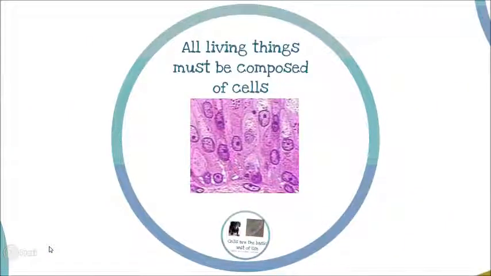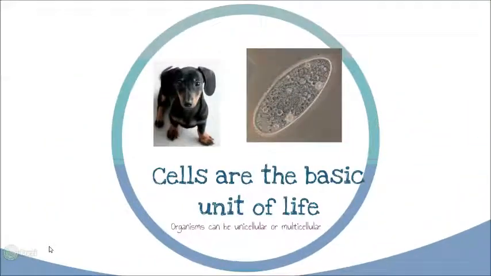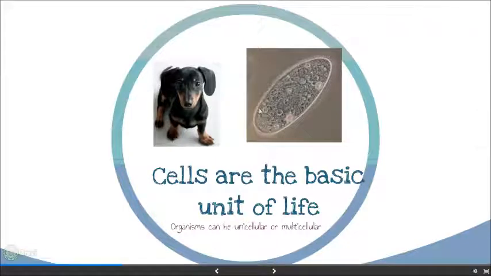One of them is cells. All living things are composed of cells. We often call cells the basic unit of life because all living things have them. Organisms can be unicellular, which means they're only made of one cell, like this little guy over here. And organisms can be multicellular, like this cute little guy right here.